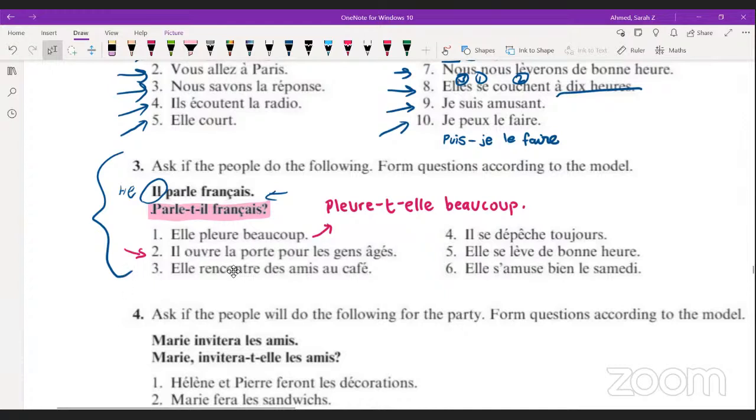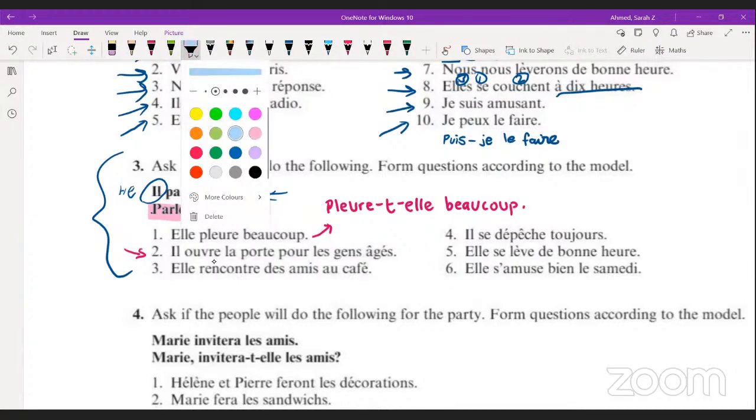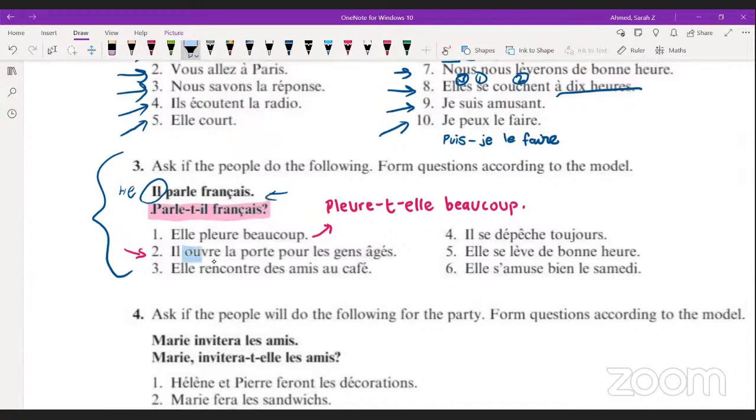Okay, so first, where's the verb? For number 2, our verb is ouvre. First, we want to say ouvre-t-il la porte pour les gens âgés? Okay, so let's do number 3 now.